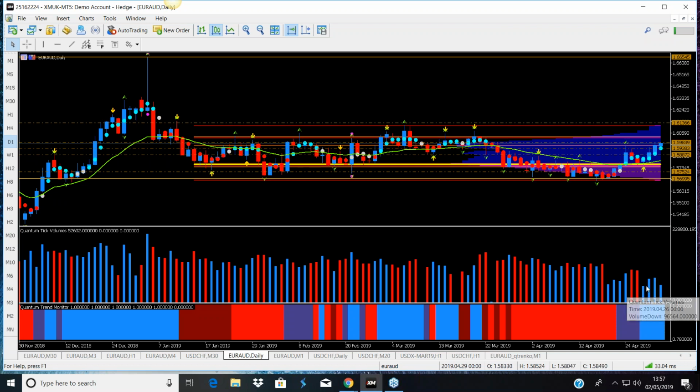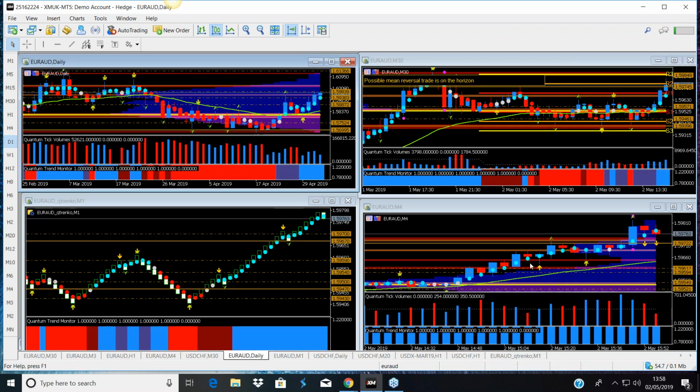Now we're looking at some rising volume where the candles and volume are kind of in agreement with each other. And we have the different support and resistance levels of where this is likely to go. So from a global perspective for Euro Aussie, it is still looking quite bullish.